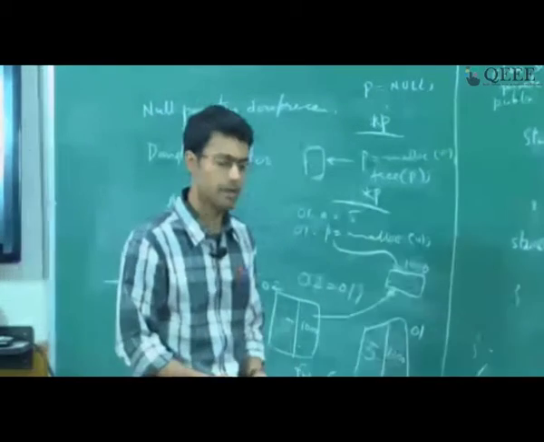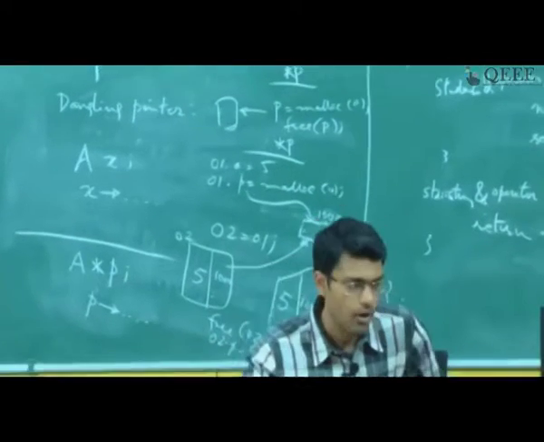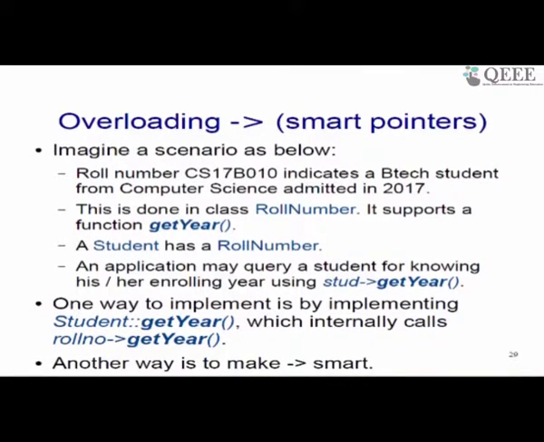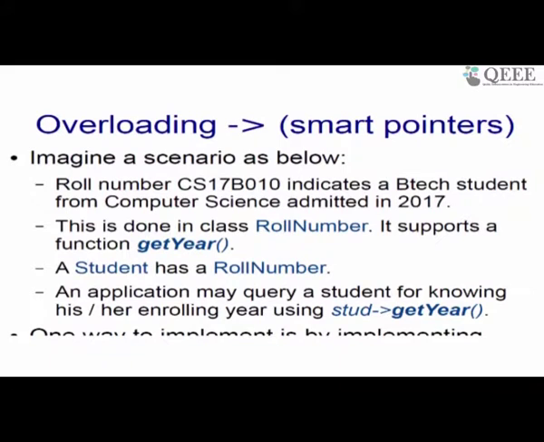So let's take a particular scenario which is illustrated on slide number 29. Let's say that there is a roll number, CS17B010, right, which indicates some BTech student from computer science admitted in 2017 in our CS17 class that we discussed a few minutes ago. Let's say there is this student, and this particular functionality is maintained as a class roll number, and that roll number supports a function called getYear. Now getYear is going to give you the year in which you were enrolled in this particular course, right.